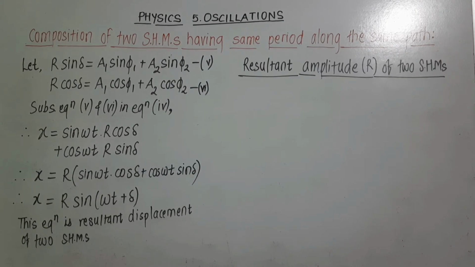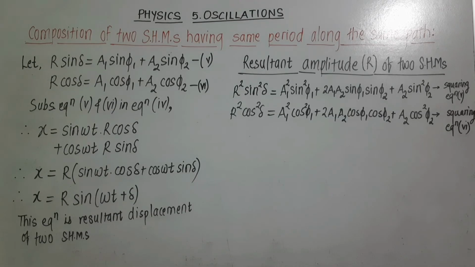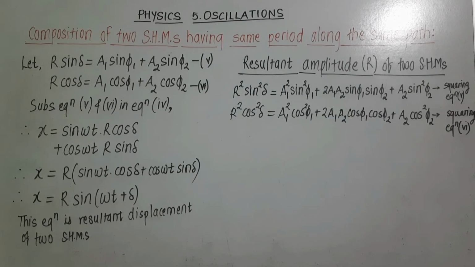Now square equations 5 and 6 and add them. Squaring equation 5 first. Now square equation 6. Squaring equation 6. Now add these two.